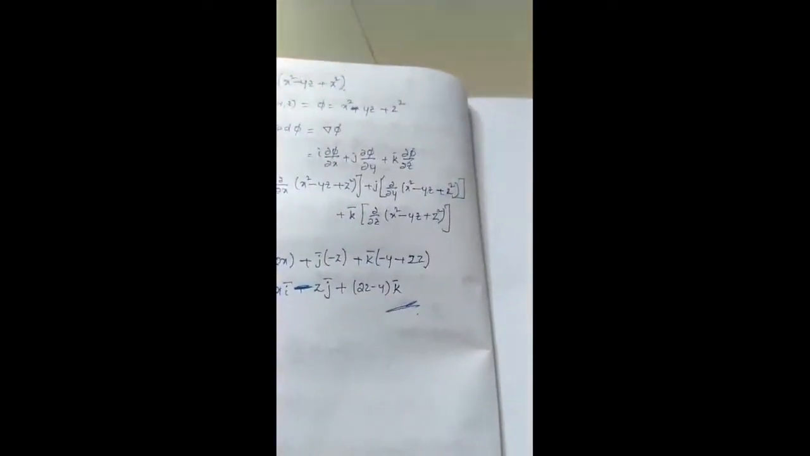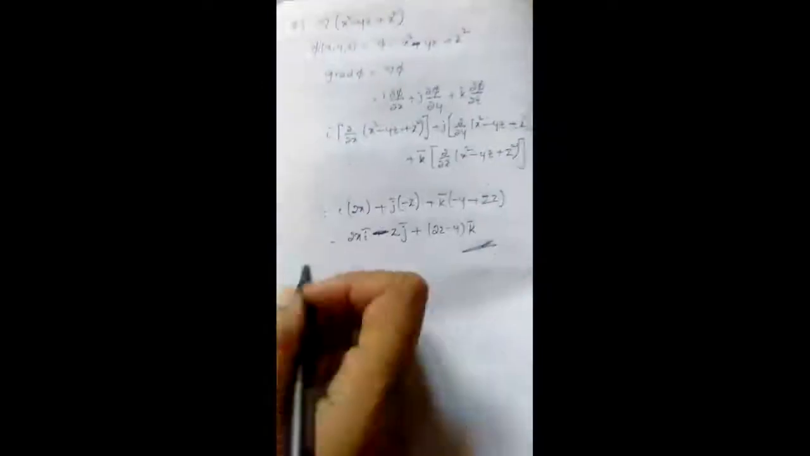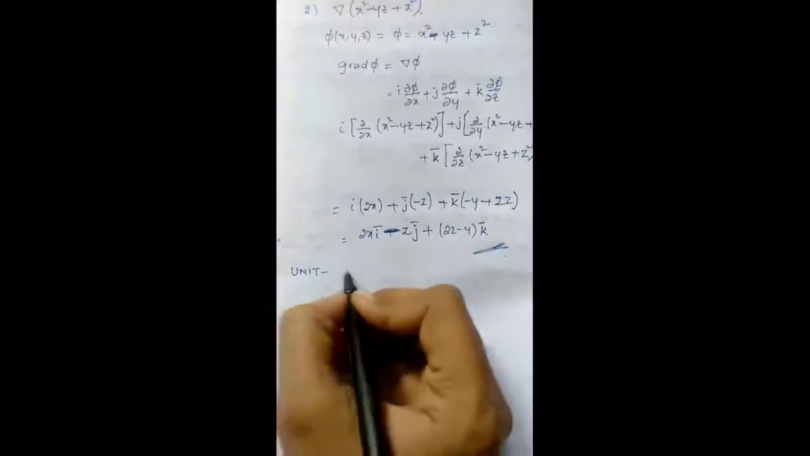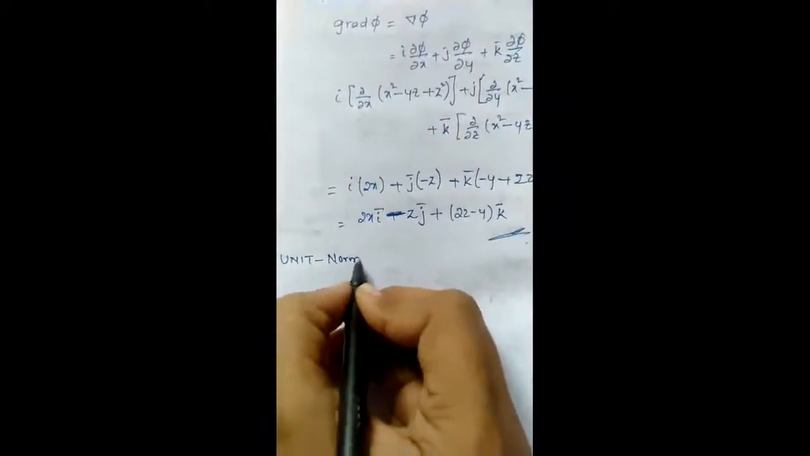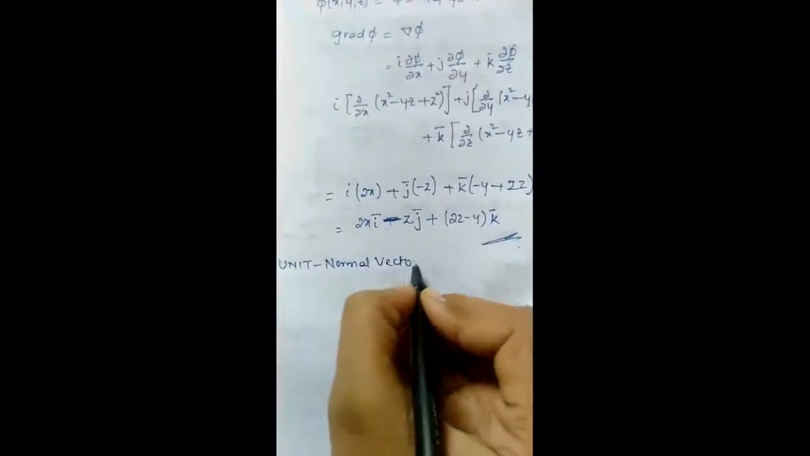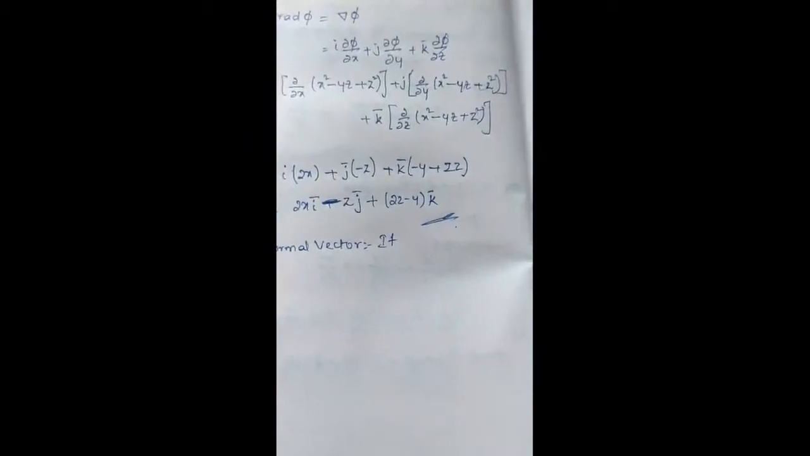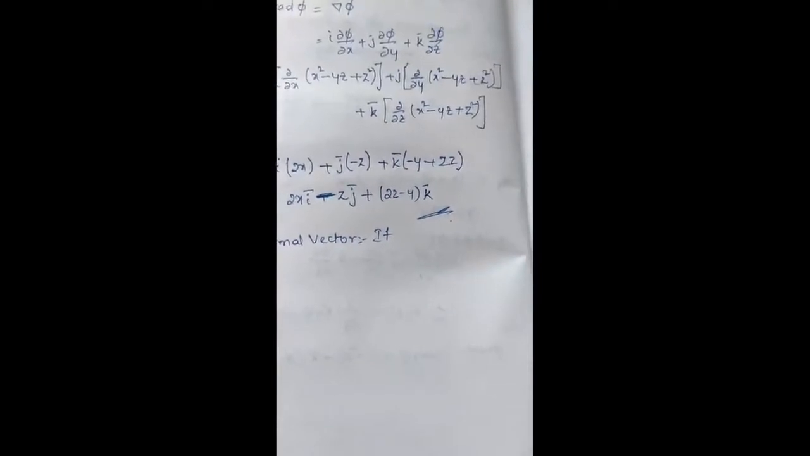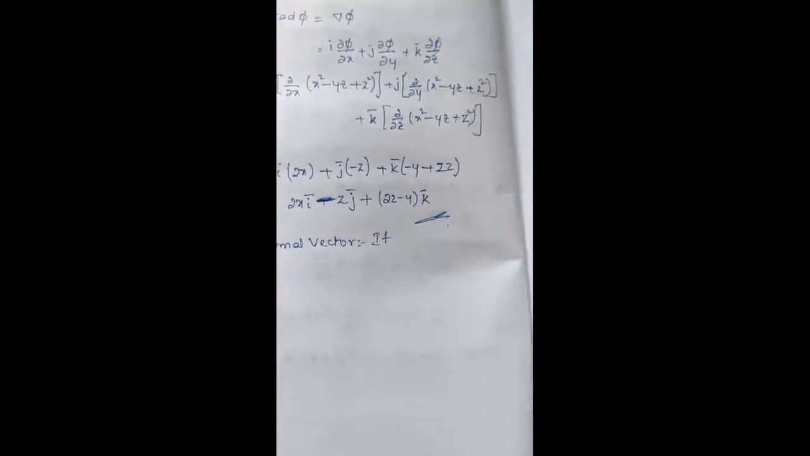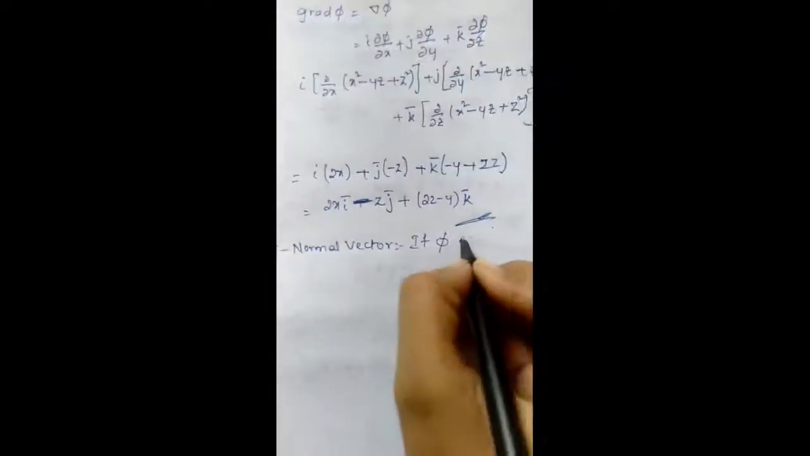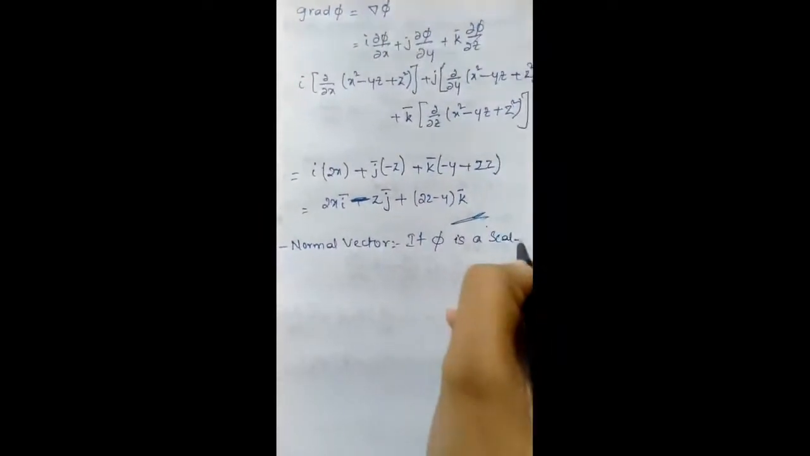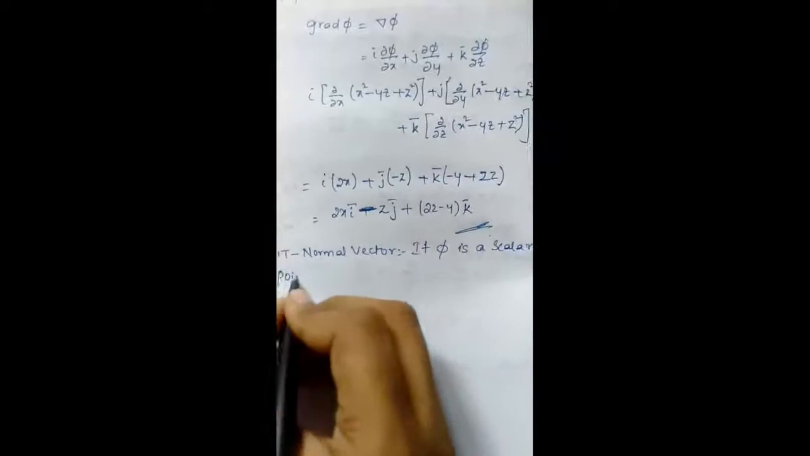Next is the unit normal vector. What does that mean? If phi is a scalar point function, then the gradient of phi, that is grad phi, is a normal vector to the given point, and the unit normal is denoted by e. So if phi is a scalar point function.